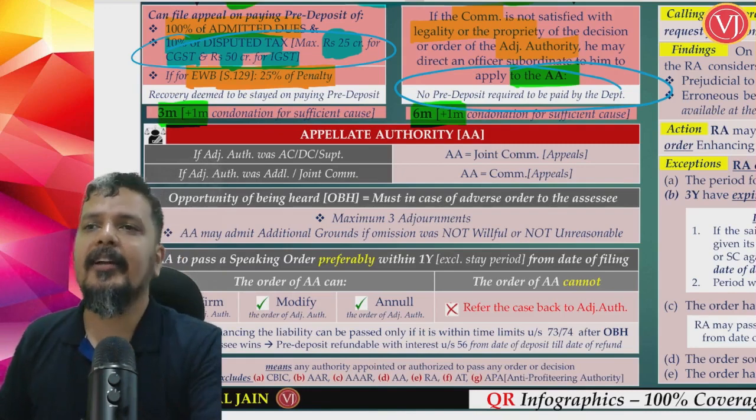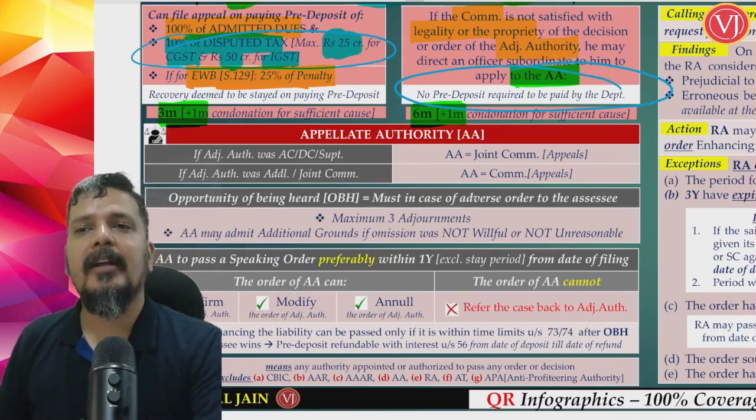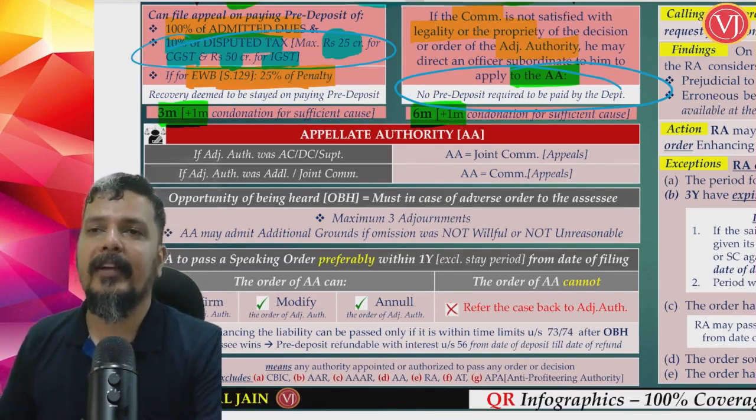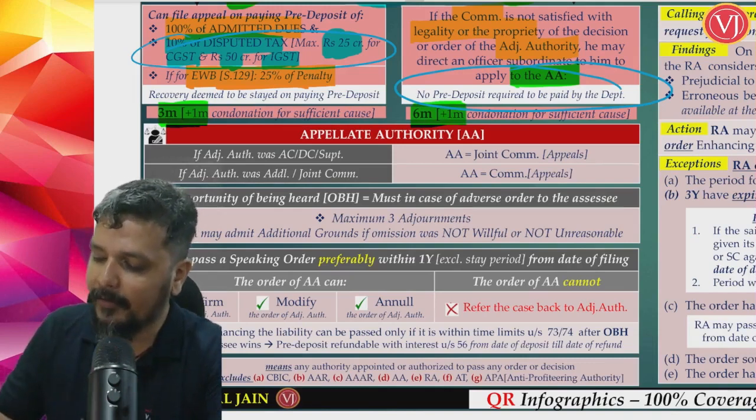Now, understand certain common points. Whenever an assessee goes for appeals at the first level or second level, there is an automatic stay on the recovery.